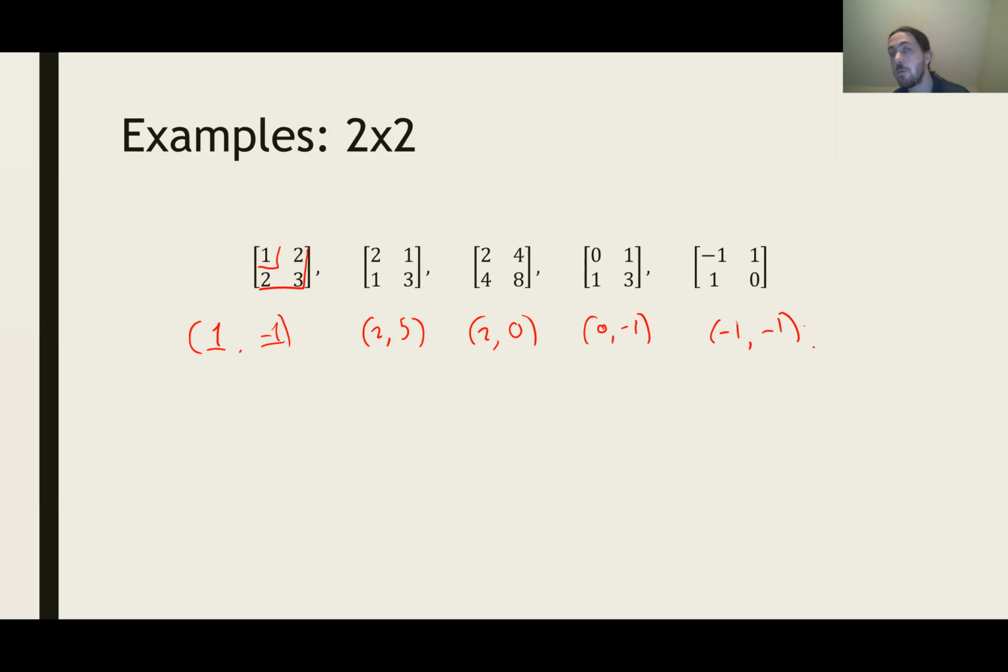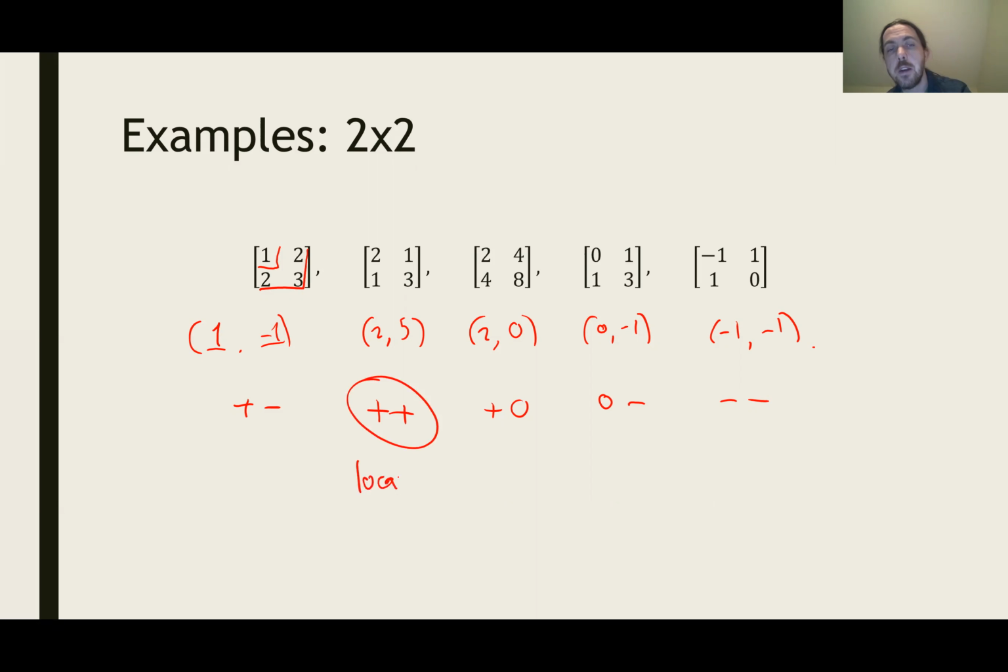So all we really care about for the second derivative test are whether these are positive, negative, or 0. So this one's positive, negative. This one's positive, positive. This one's positive and then 0. This one's 0 and then negative. And this one's negative and then negative. So some of these are easy. This is the easy case.